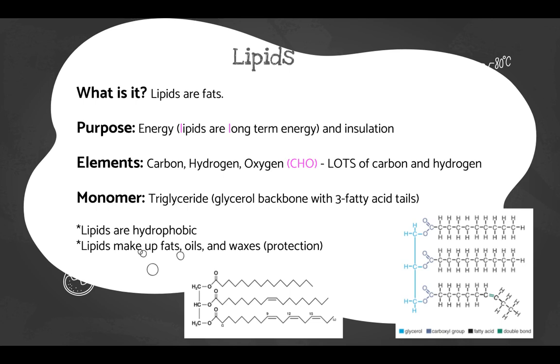And lipids make up fats, oils, and waxes. You'll see that plants have waxy coatings on their leaves, things like cacti and succulents, okay? And that's for protection. It's a lipid coating to help protect them against water loss.